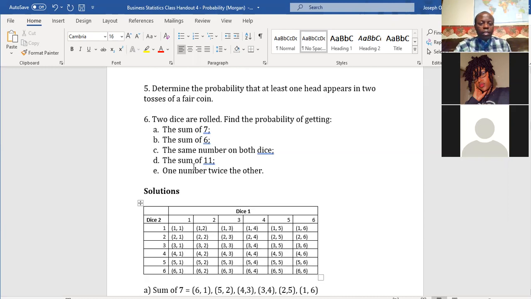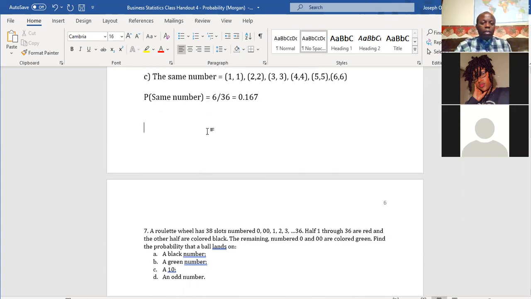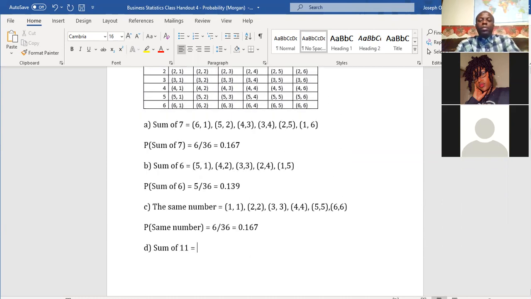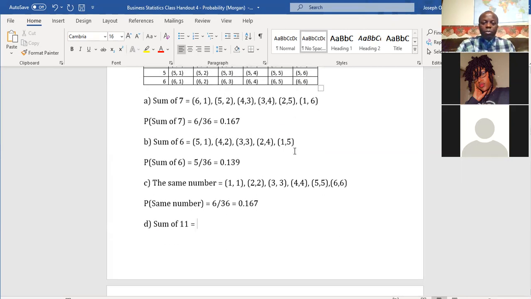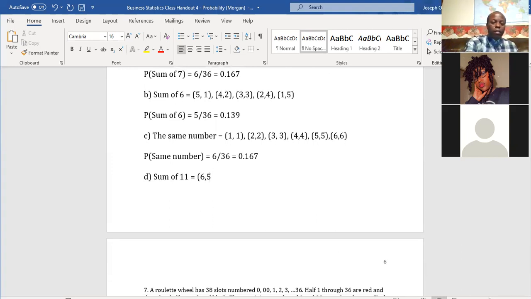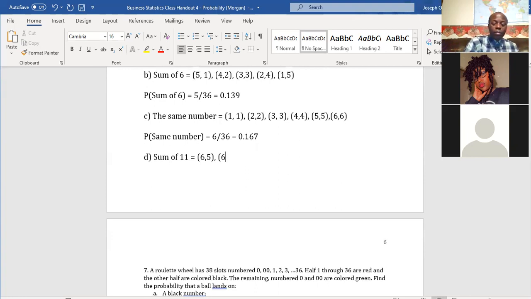Now, getting the sum of 11, that's part D. Let's see the outcomes that give us a sum of 11. You can only have it here: 6 and 5 is 11, and 5 and 6 is 11. Because if you add them, 5 plus 6 gives us 11. So 6, 5, and the next one will be 5, 6.